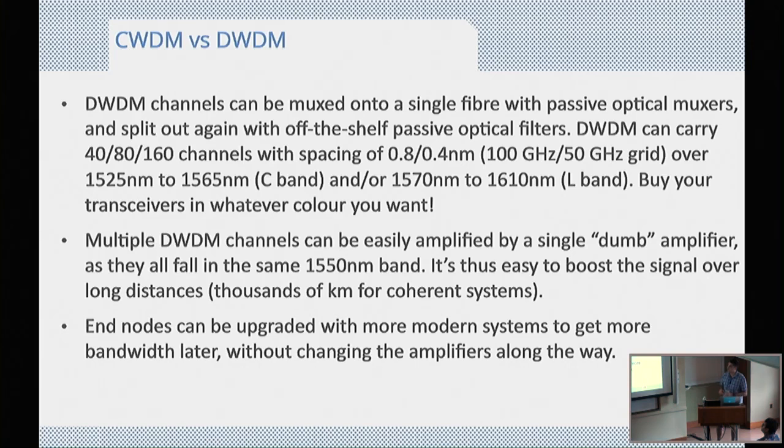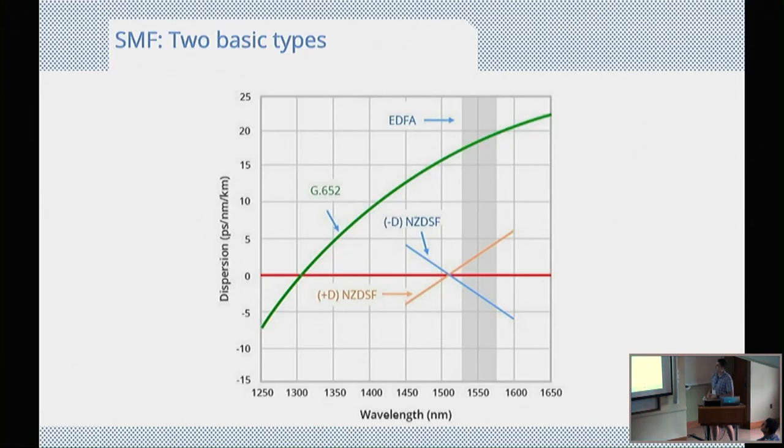With CWDM, because the bandwidth is so wide on those channels, it's hard to amplify it. So you typically run it point to point without any amplification in the middle. There are two basic types of single mode fiber. You get G652 and G655, and the difference is in the dispersion of these things.